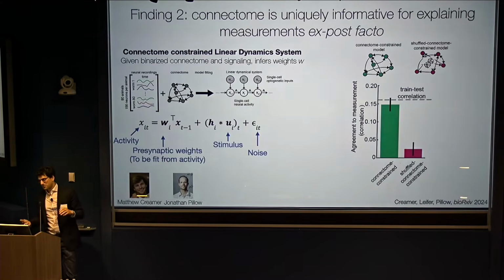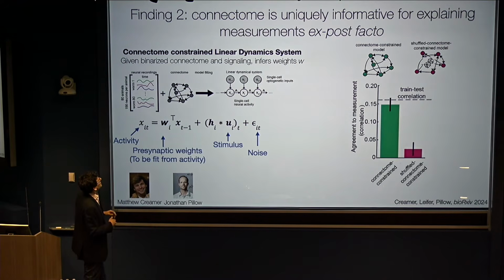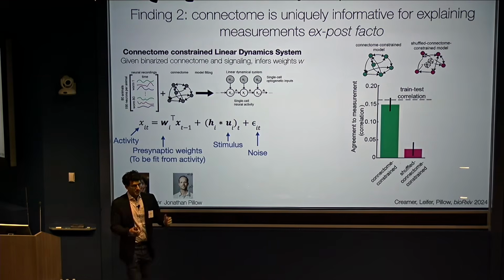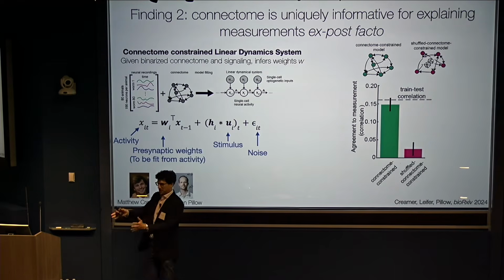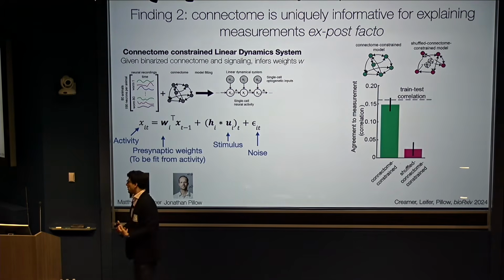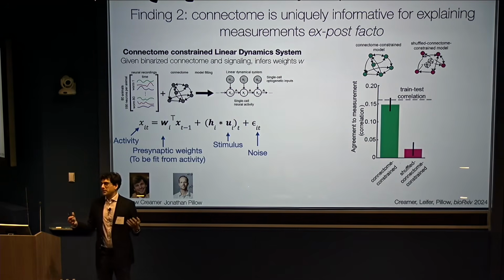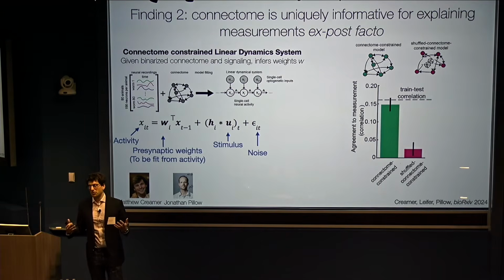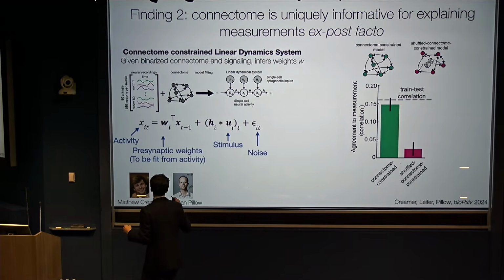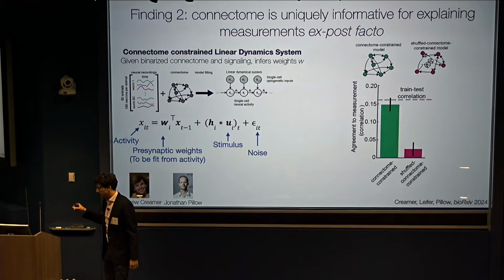Okay. All right, so that was finding one. So finding two is that, so that was all kind of looking over here at the connectome and looking over here at the signaling measurements without integrating the two. But what happens if we try to ask a slightly different question, which is, if we have information about both, what can we learn when we combine both? And so that's what we've done here. So this is work of Matt Creamer, CV Star Fellow, with Jonathan Pillow and the SCGB.